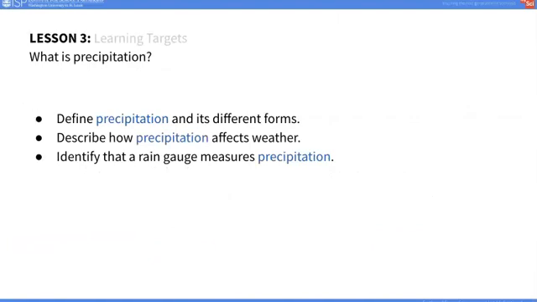By the end of this lesson, students will have defined precipitation and its different forms, described how precipitation affects weather, and identified that a rain gauge measures precipitation.